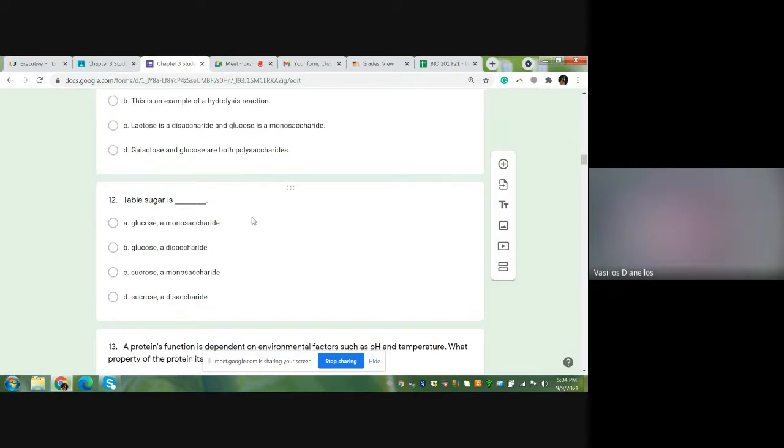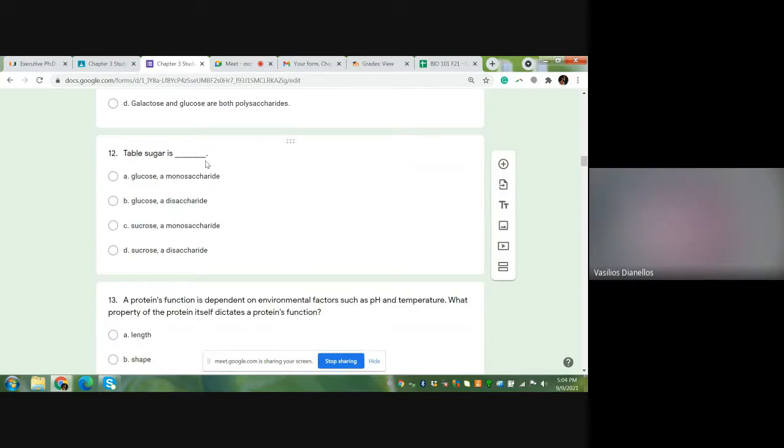Number 12, table sugar. I might ask you this only because I mentioned it because it's so important. It's the most common example of a disaccharide there is. So maybe I'll ask you, but table sugar is sucrose, a disaccharide. Any questions about number 12?